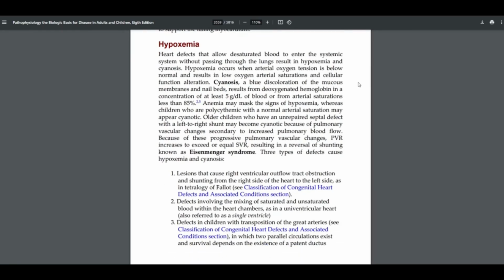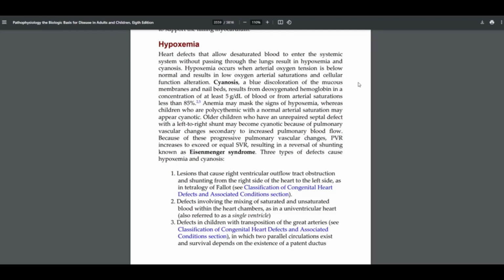Hypoxemia. Heart defects that allow desaturated blood to enter the systemic system without passing through the lungs result in hypoxemia and cyanosis. Hypoxemia occurs when arterial oxygen tension is below normal and results in low arterial oxygen saturations and cellular function alterations. Cyanosis, a blue discoloration of the mucous membranes and nail beds, results from deoxygenated hemoglobin in a concentration of at least 5 grams per deciliter of blood or from arterial saturations less than 85%.